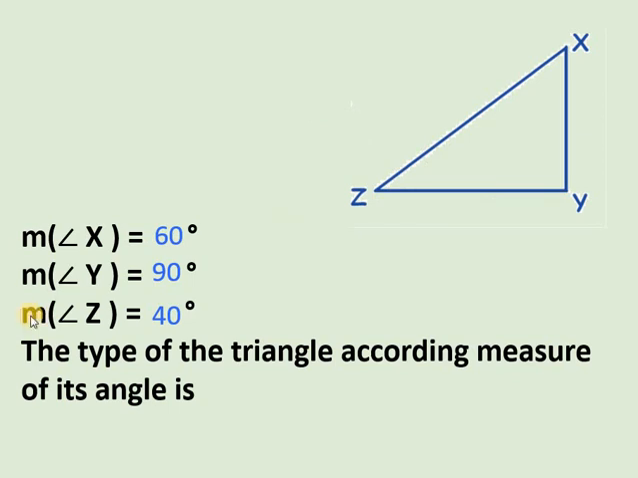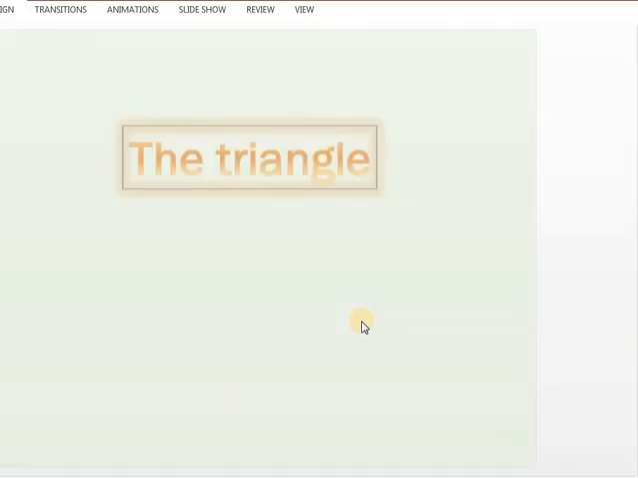Yes. So here, what is the type of this triangle? This is 90. Okay, the greatest one here is 90. So we call it what? Right angle triangle. Okay, thank you.